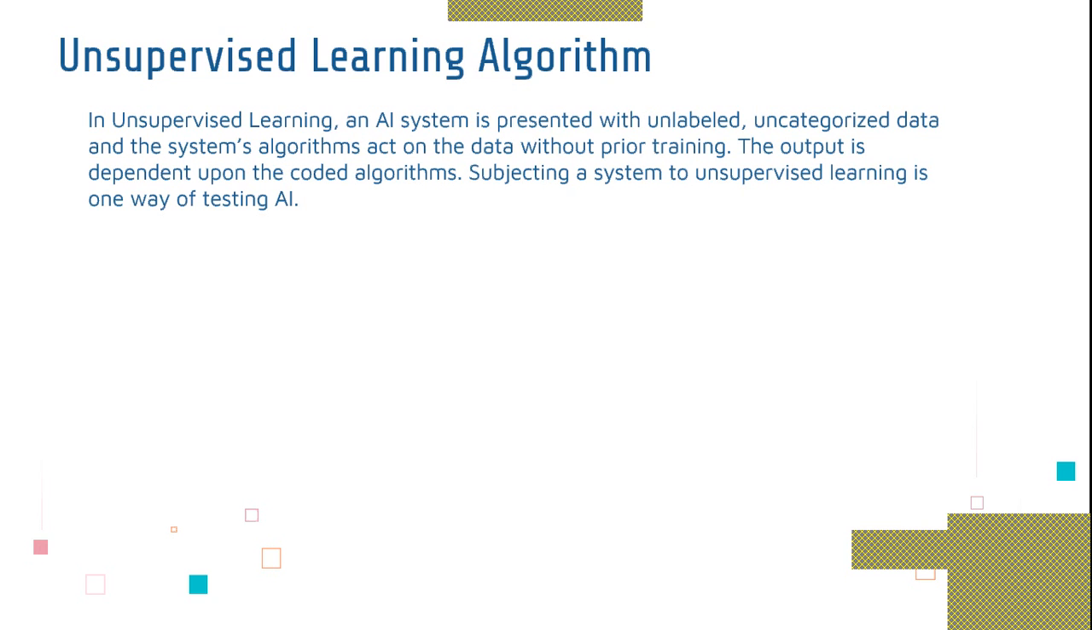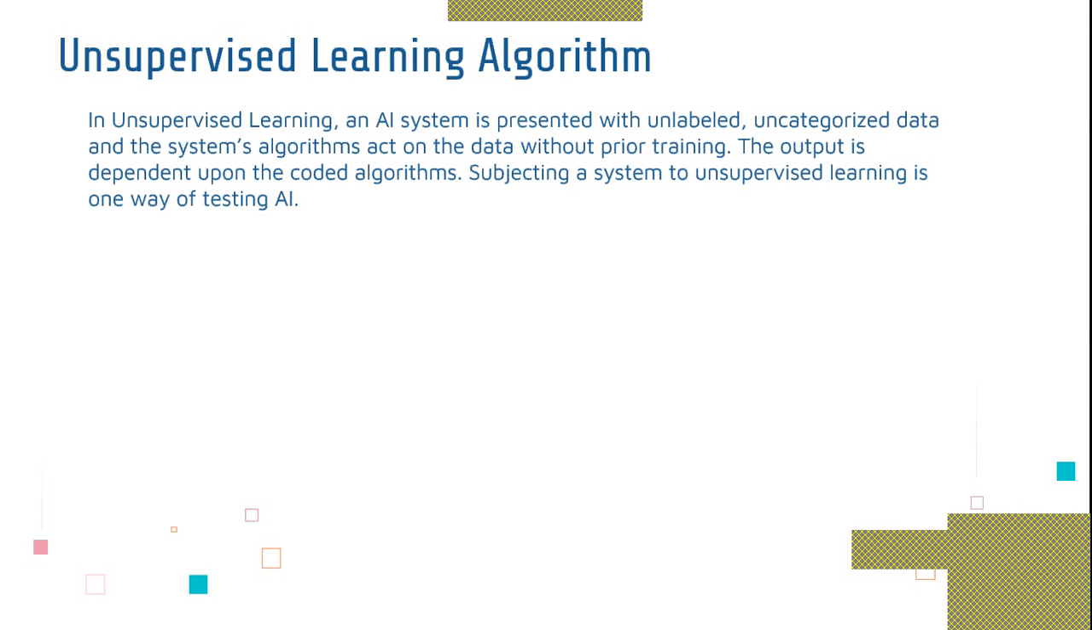Okay, we will see the definition. In unsupervised learning, an AI system is presented with unlabeled and uncategorized data, and the algorithm acts on the data without prior training. We don't have any prior training before it. We are just giving the data to the algorithm, and the output depends upon the coding of the algorithm. Subjecting the system to unsupervised learning is one way of testing.